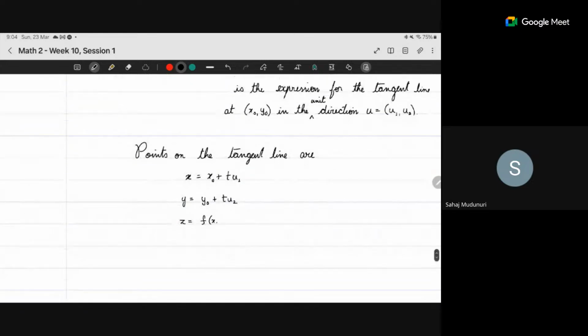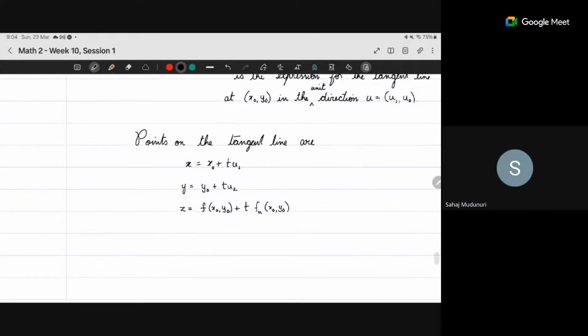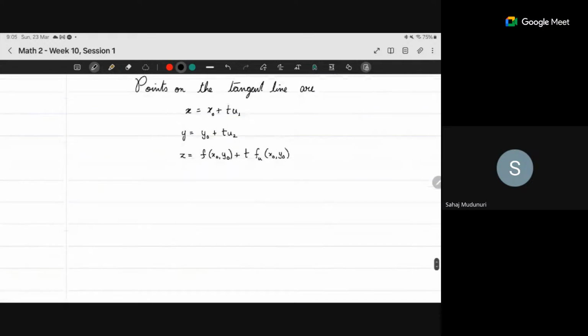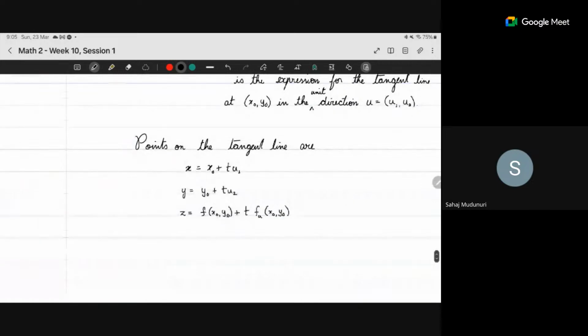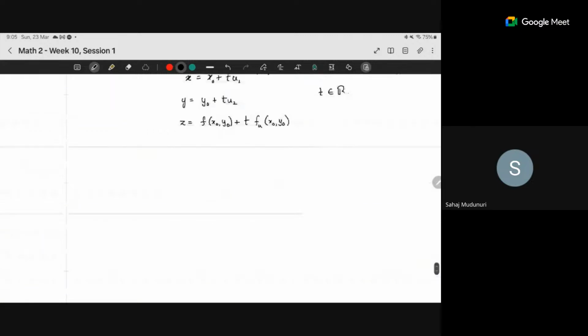This would just be f of x naught, y naught times x naught. So as you vary t, you get different points on the tangent line. So let's take up an example. That same example, but I'll just demonstrate to you how this equation works.